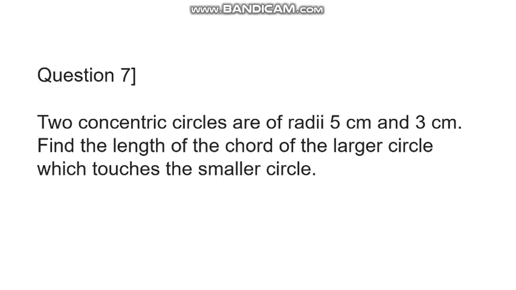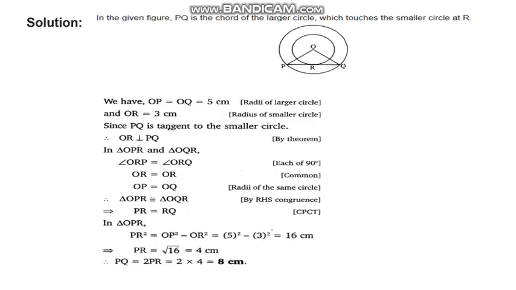Question 7, I'm going to read this question. Two concentric circles are of radii 5 centimeter and 3 centimeter. Find the length of the chord of the larger circle which touches the smaller circle. First, understand the figure. So what is given?